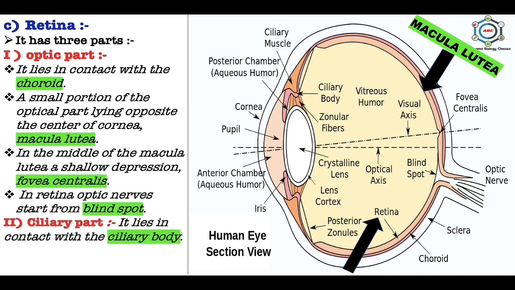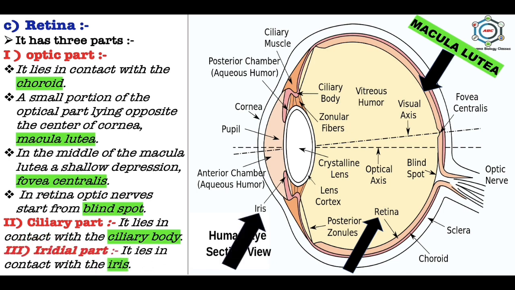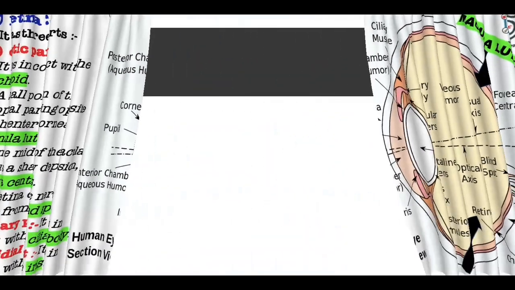Now the second, that is the ciliary part. It lies in contact with the ciliary body, and this is the ciliary body. And the last one, that is the iridial part. It lies in contact with the iris. You can see in the picture. After that, the structure, that is the lenses.